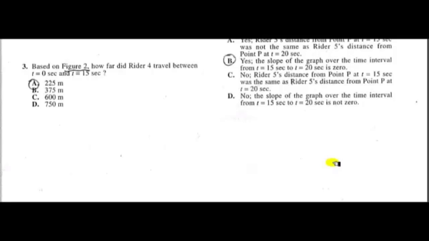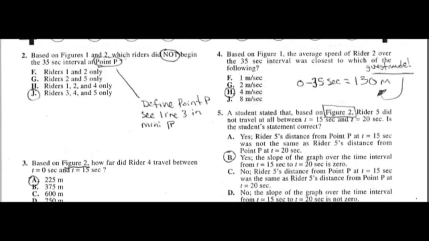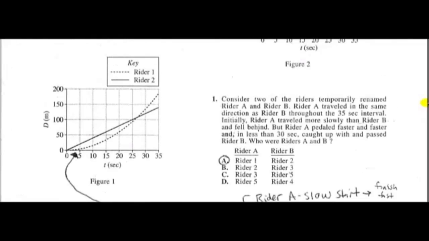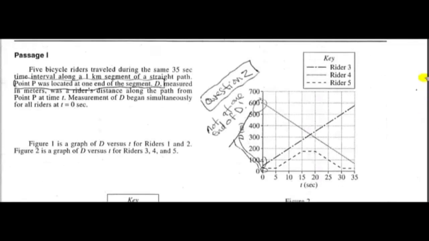Test 69A, Science, Practice Problem number 3. Number 3 states, based on figure 2, how far did rider 4 travel between time 0 seconds and time 15 seconds? Let's go ahead, jump on up to figure 2 and take a look. We're looking for rider 4, so let's go ahead and decipher this information.